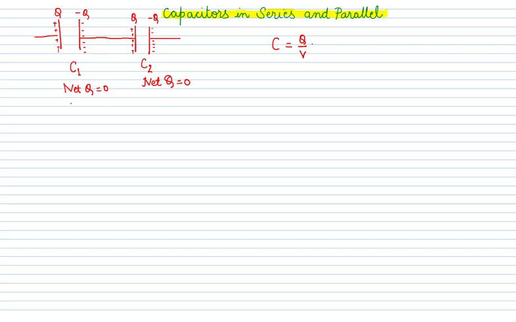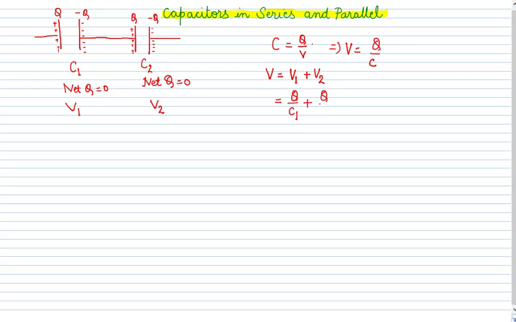So let us move to the potential. Whenever there is a charge transfer, there is a potential drop across these two plates. Let us say the potential drop in the first capacitor is V1 and the potential drop in the second capacitor is V2. So we want to write in terms of the potential drop. The total potential drop will be the sum of the potential drop across capacitor 1 plus the potential drop across capacitor 2. Now use the magic formula C is equal to Q upon V, which gives the value of V as Q upon C, right?